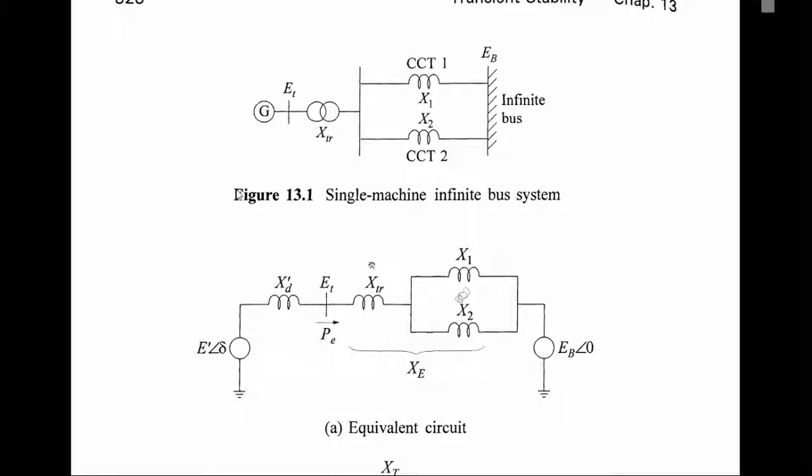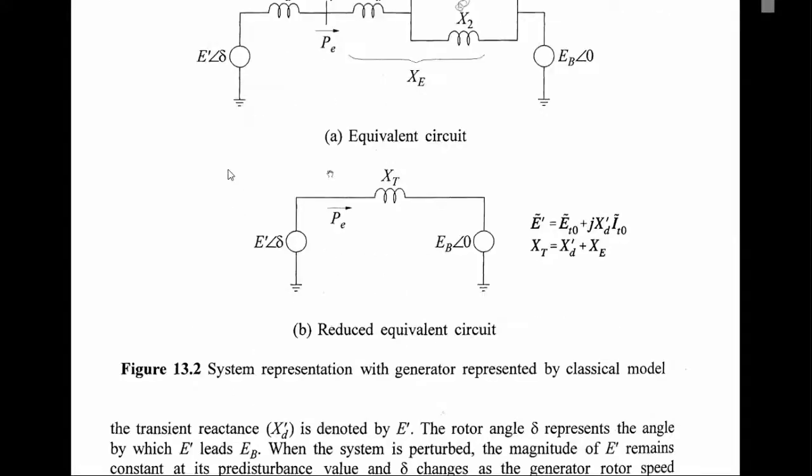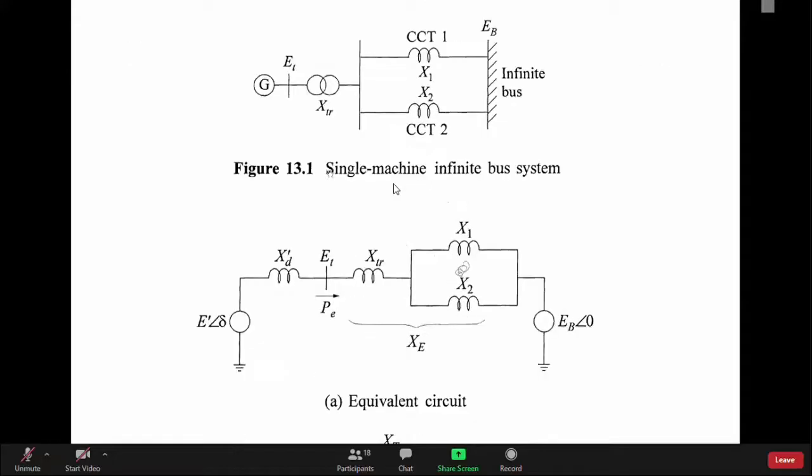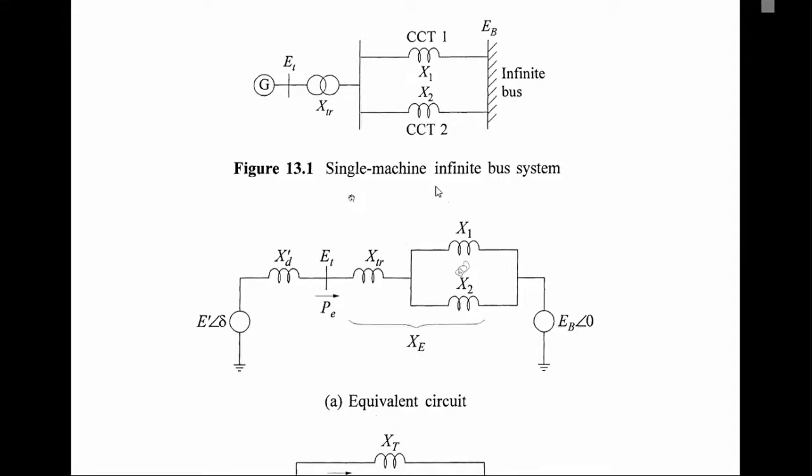We will try to create a fault in one of the transmission lines, and then we will see how our rotor angle changes using the swing equation. So let us look at this equivalent model of a single machine infinite bus system.